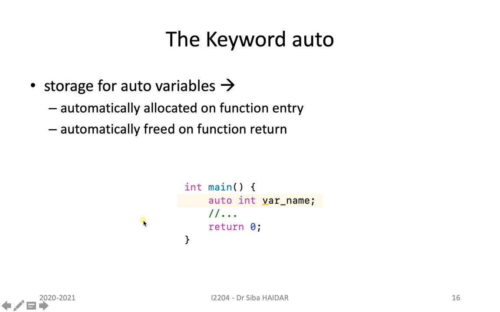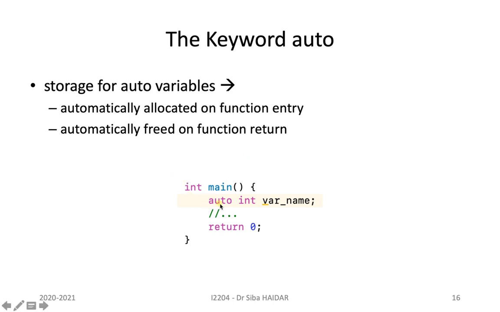What is the keyword auto? It means the storage for the auto variables is automatically allocated on function entry and automatically freed on function return. What does this mean, automatically allocated and automatically freed? Because there is another way of allocating and deallocating a variable: explicitly allocate and explicitly free, which we will see later in this course.